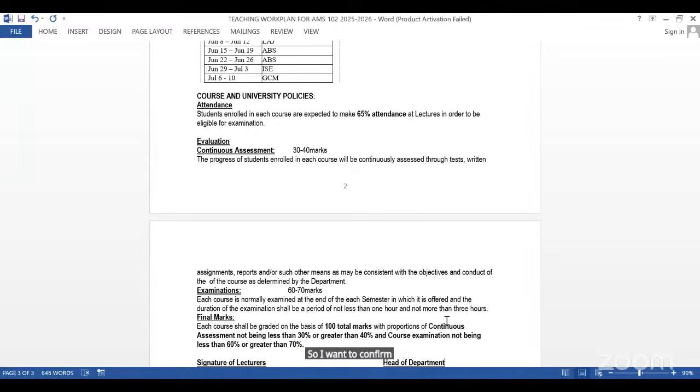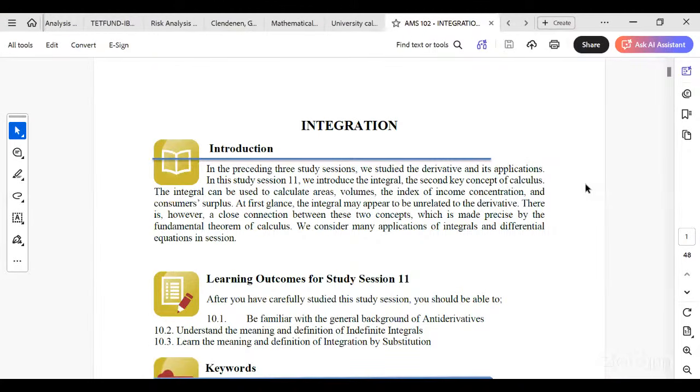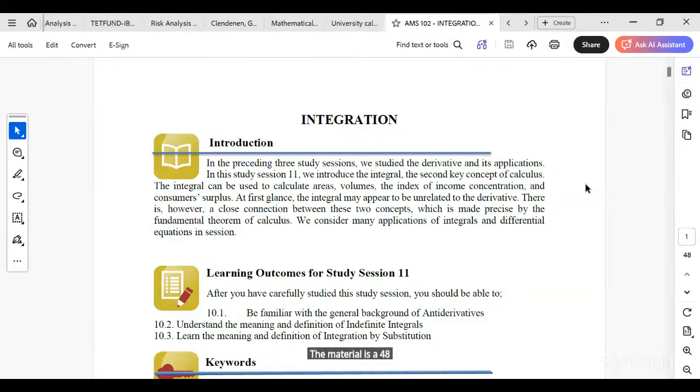I want to confirm if you all received the materials on integration I shared this morning. Yes, sir. We did, sir. So I'm sure you received this material. The material is a 48-page document that explained the concept of integration and also extended to different methods or techniques of integration, and I ended the material with double integration.